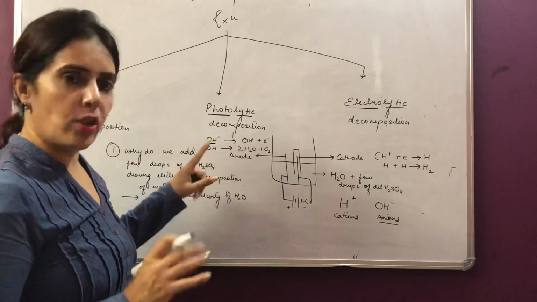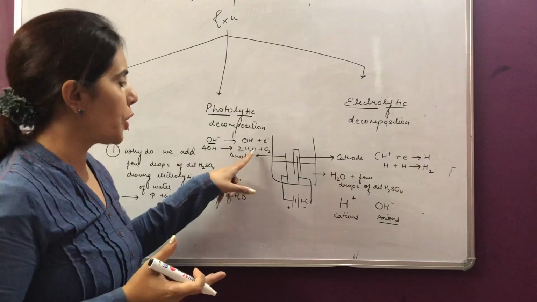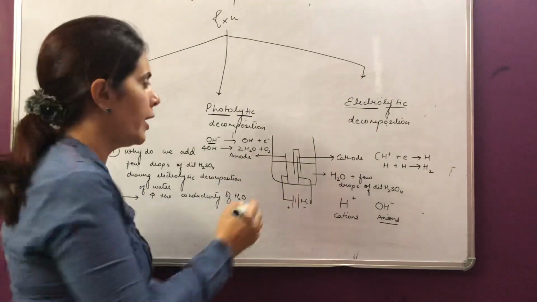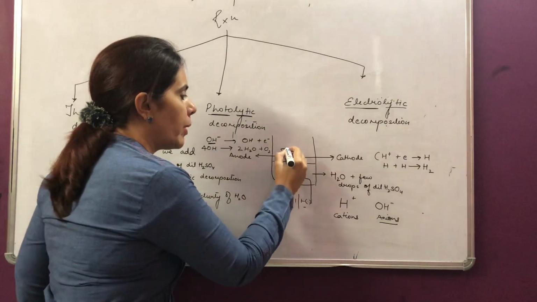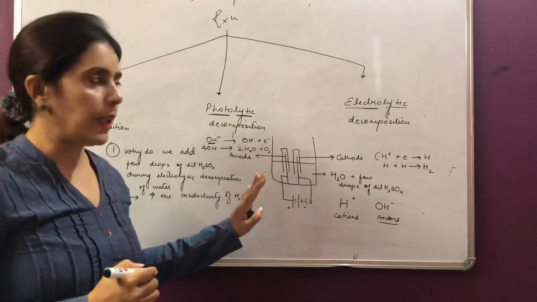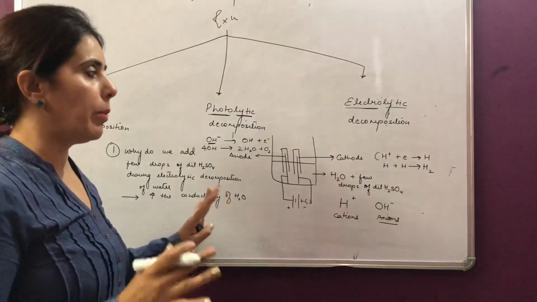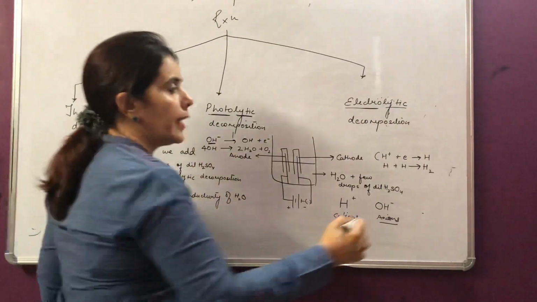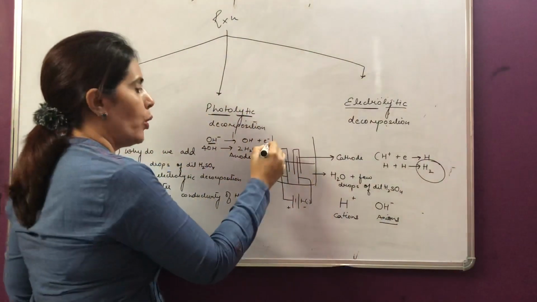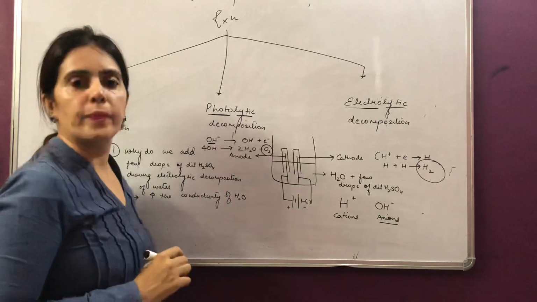Such OH, they reassembled and made water and oxygen. Water will go back into the electrolyte and oxygen can be collected by putting an inverted test tube over here. So is it clear? Finally, what we need to remember in short is that at cathode H2 is released and at anode O2 is released.